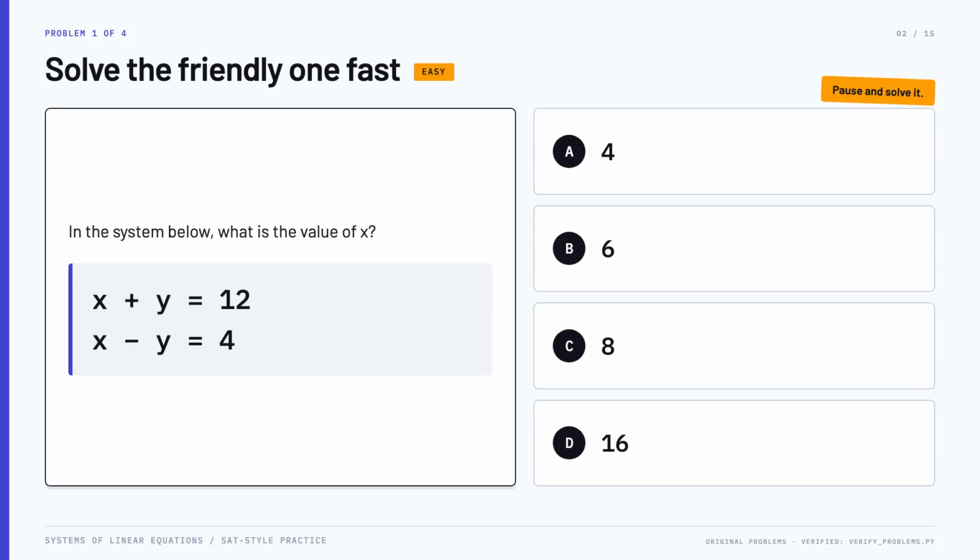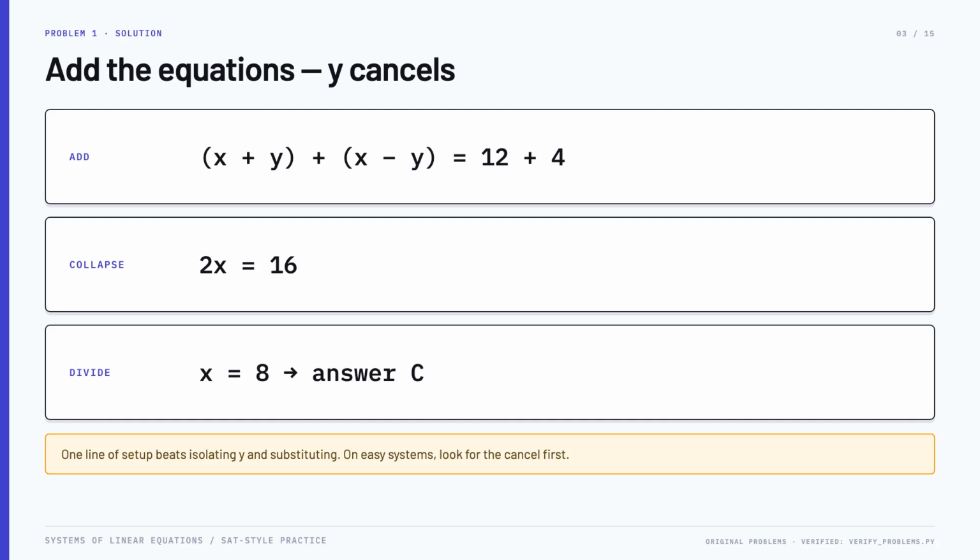Problem 1, easy. x plus y = 12. x minus y equals 4. What is the value of x? For choices, 4, 6, 8, or 16. Pause and solve it. Add the two equations. The y terms cancel instantly. 2x equals 16, so x equals 8. Answer C. On easy systems, always look for the cancel before you isolate anything. One line of setup, done.